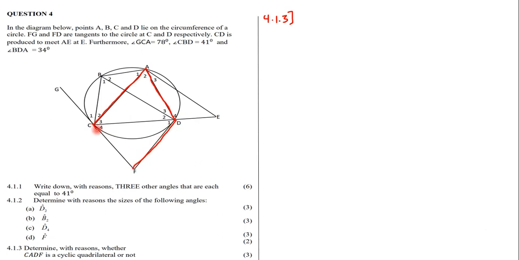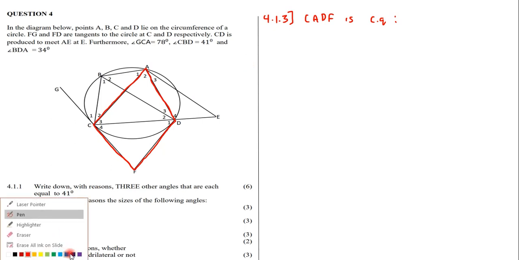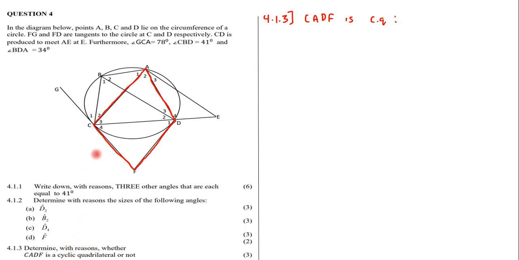Now, when you're proving that something is a cyclic quad or anything, for example if I'm proving that a triangle is isosceles, what I need to do is pretend as if it is isosceles so that I can find its properties, right? So here they want us to prove if CADF is a cyclic quad. In order for me to answer this, I will first pretend that it is a cyclic quad. If it was a cyclic quad, what is it that I would have taken out of this diagram, right?